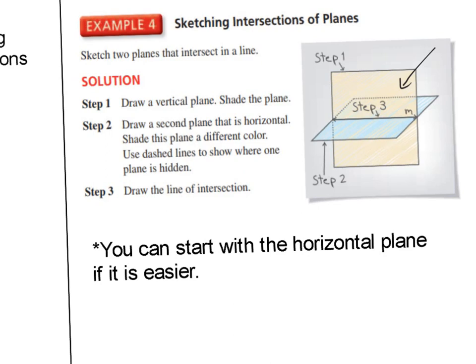It says shade that in a different color and then draw the intersection, which is, of course, a line, line M. Sometimes I find, personally, that if I start with the horizontal plane, it's sometimes easier to draw the figure, but I'm not the best artist, so yeah.